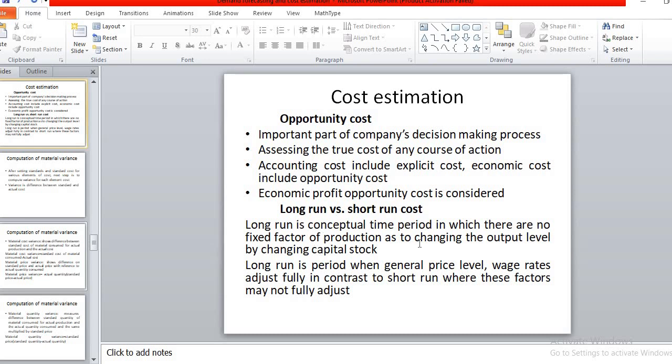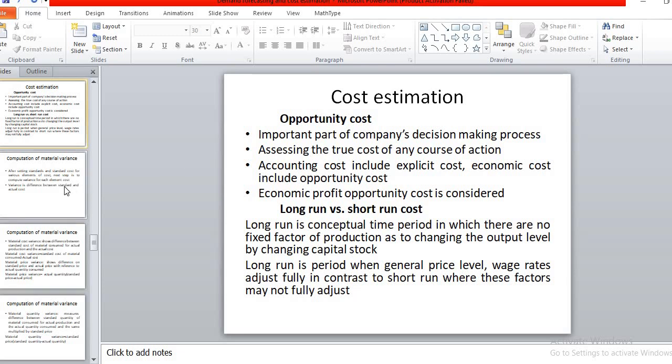So again, long run and short run cost. These are related to price increases and changes in the general price levels and wage rates. These are considered in the long run, and in the short run there is no such variation in price level or wage rates. So long run and short run are related to a particular period. In the long run, we can observe changes in the price level and wage rates, but in the short run these changes are not observed.